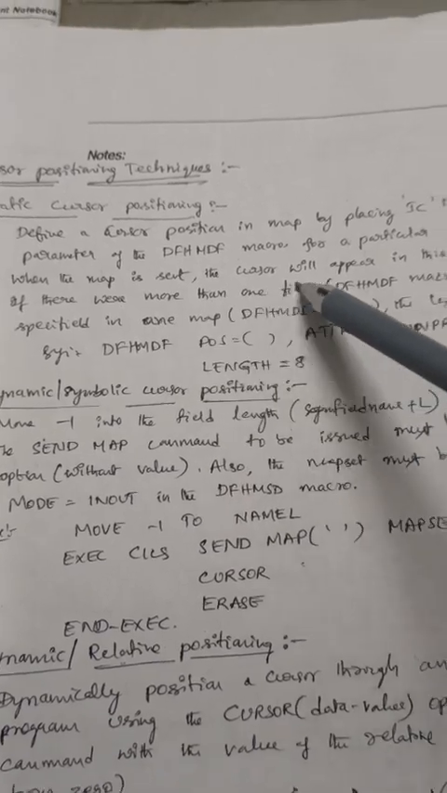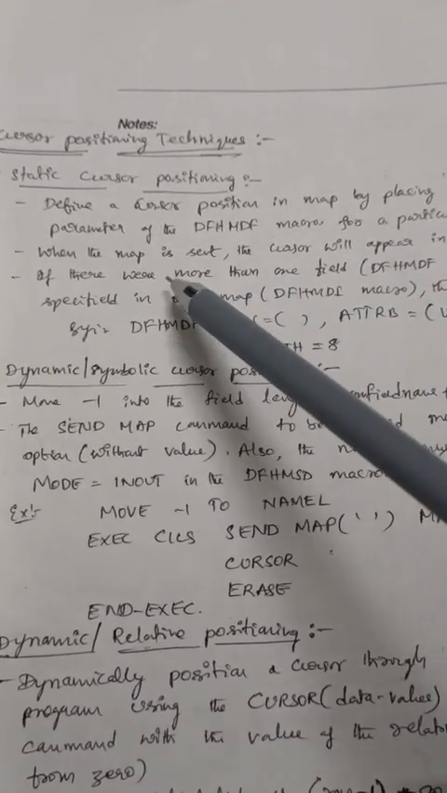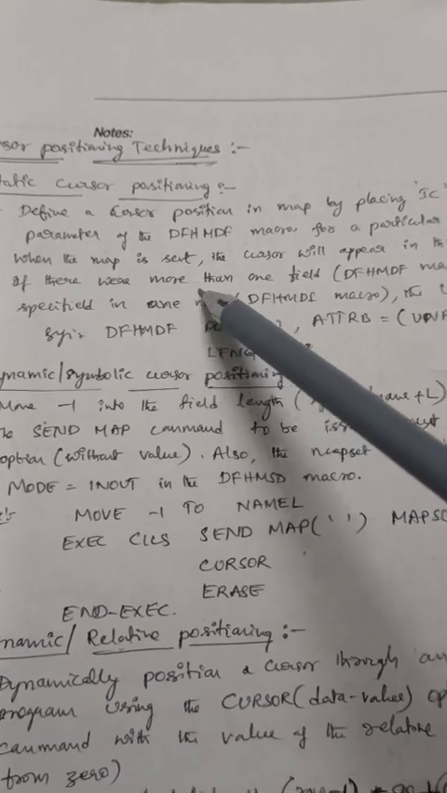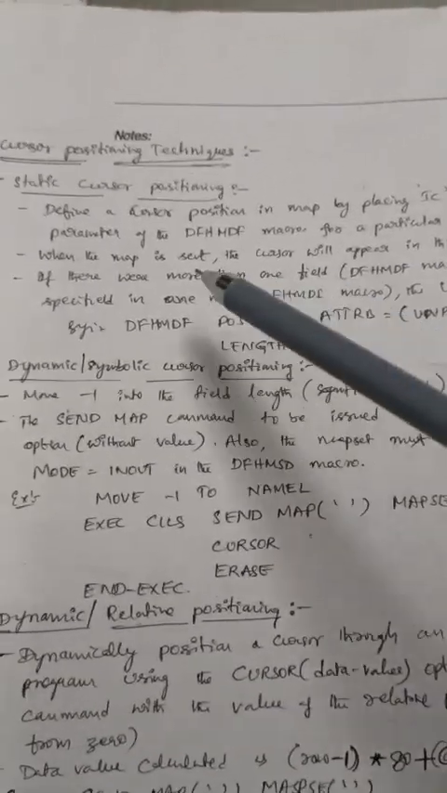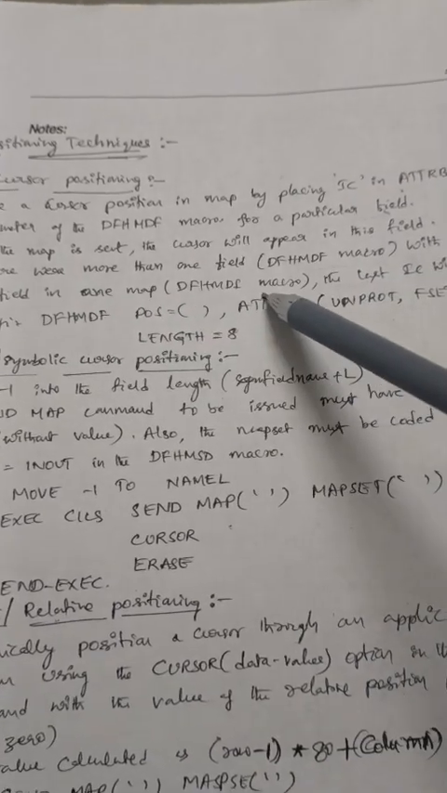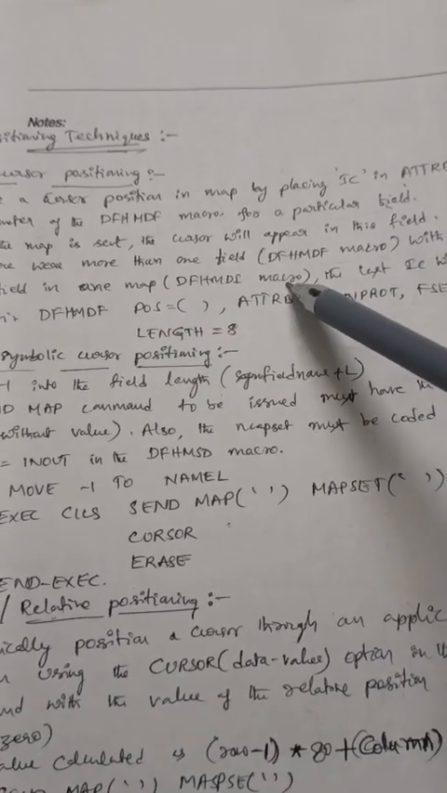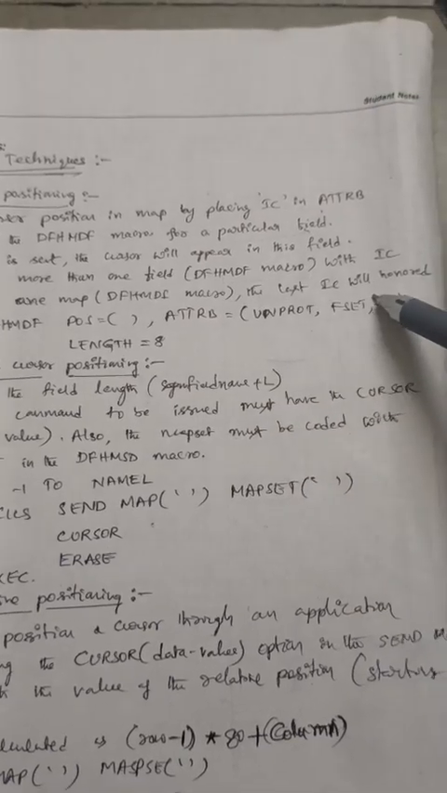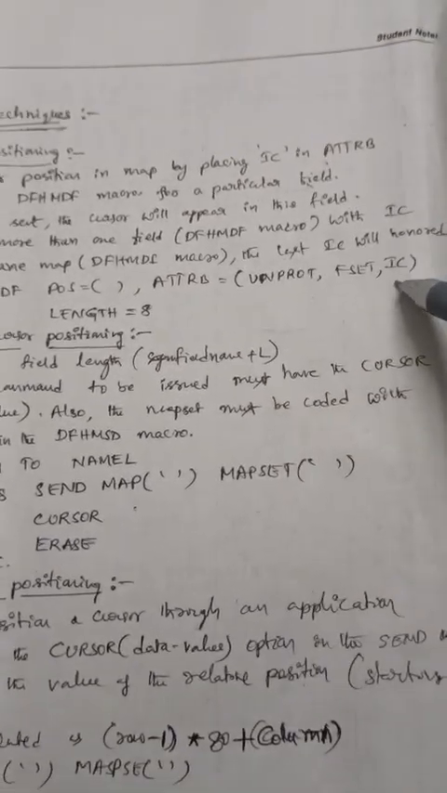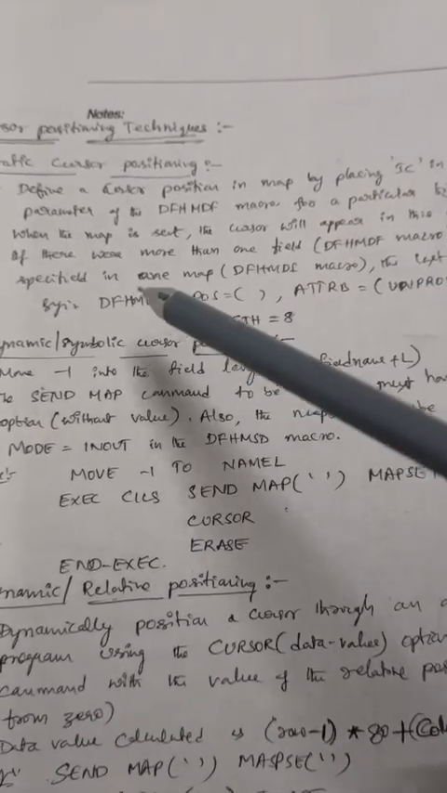Whenever the map is sent, the cursor will appear in the field. If there is more than one DFHMDF macro with IC specified in one map, the last IC will be honored. Syntax.